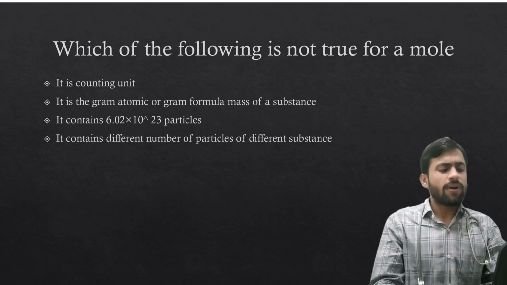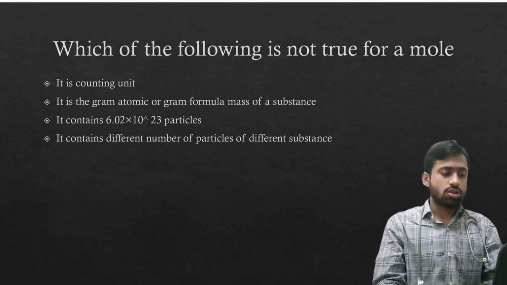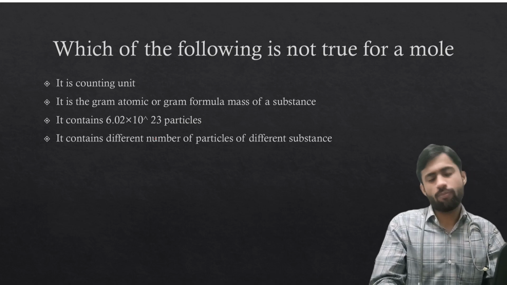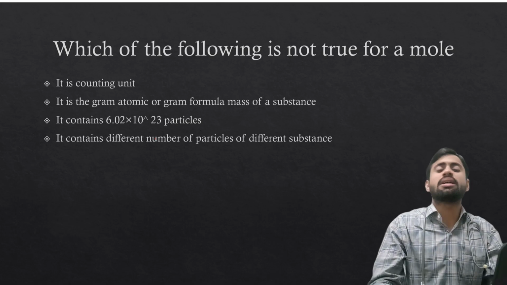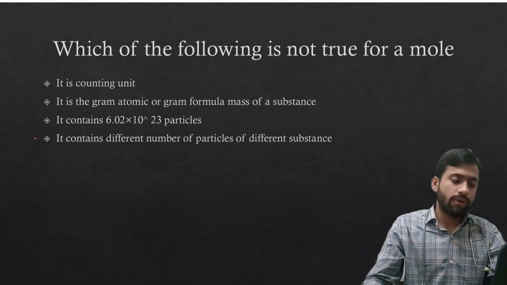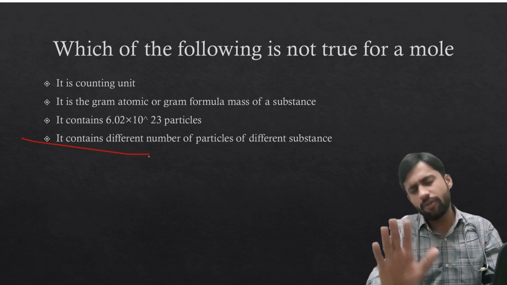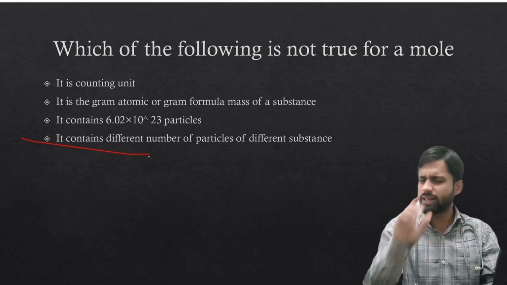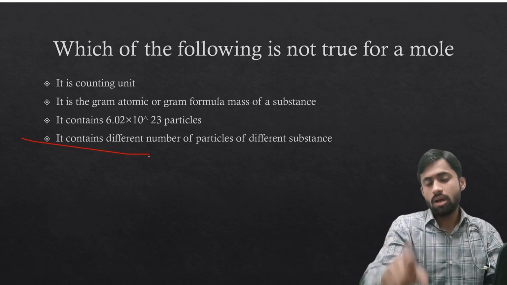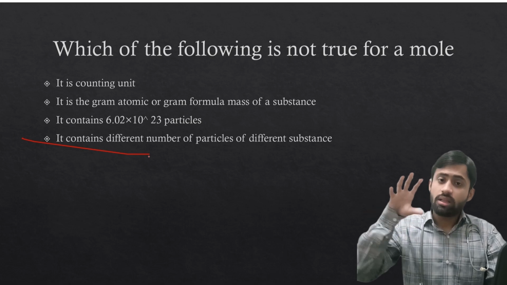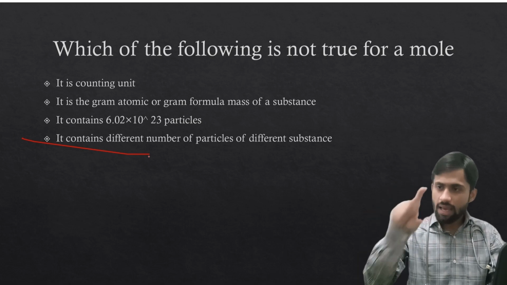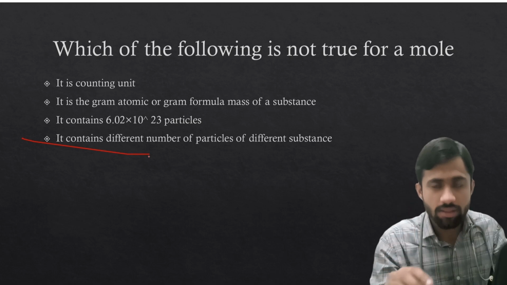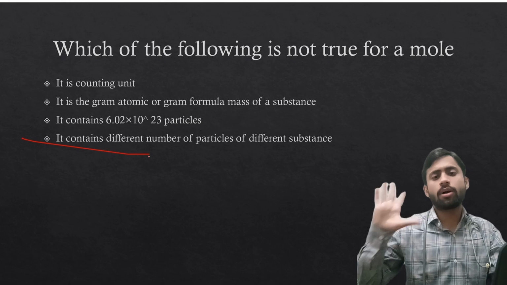It contains different number of particles of different substance? No, bro, no. It does not contain different number of particles. It consists of the same number of particles, that is Avogadro's number, of different substances. So it has different mass, but it consists of the same number. Like a dozen represents 12. It cannot change. The mass can change. If the eggs are bigger, their mass will be heavier. But if the eggs are small, the mass will be low. But a dozen represents 12. 12 is fixed. Similarly, for a mole, 6.02 into 10 to the power 23 is fixed.